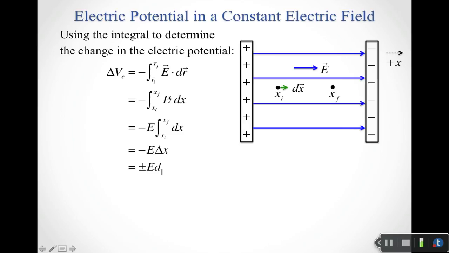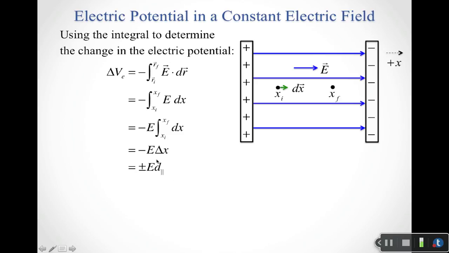The electric field is constant, so I can pull it out of my integral. So I'm left with just the integral of dx evaluated from some initial position to some final position. I know that's just going to be final minus initial. That's going to be delta x. And so again, here's one way to calculate it, where this delta x is positive if you're moving in the direction of the electric field, negative if you're moving against the electric field.